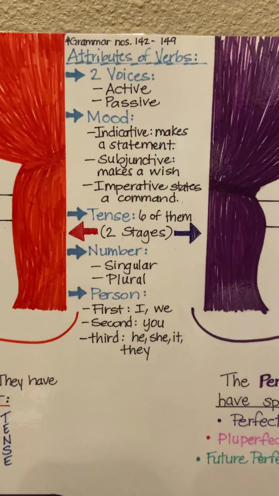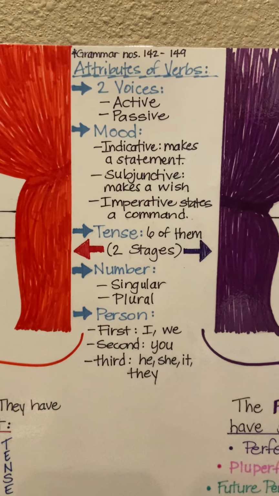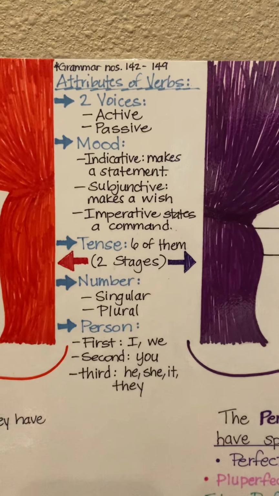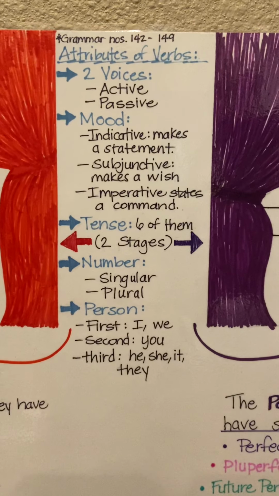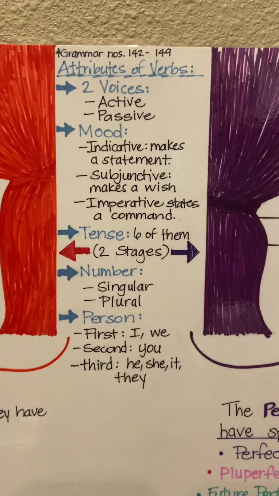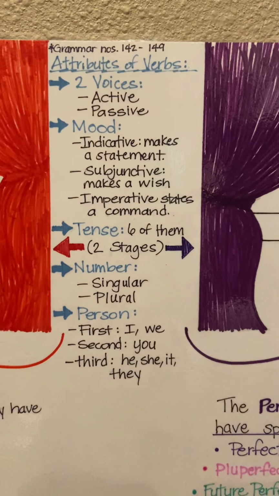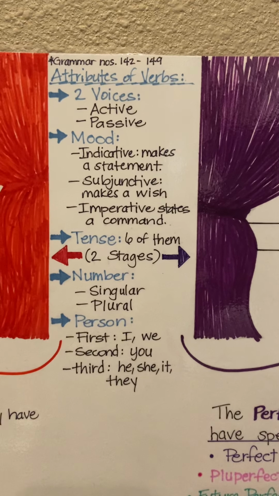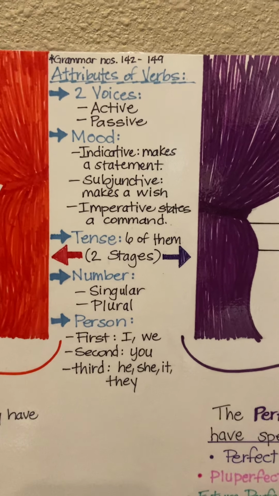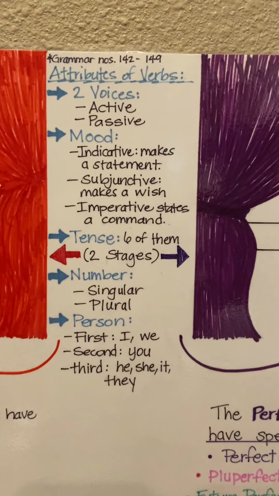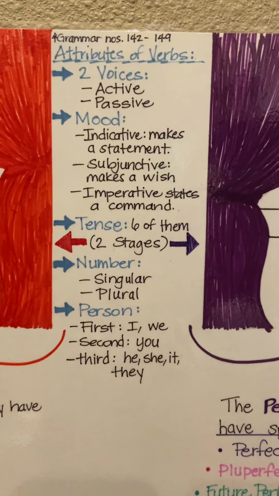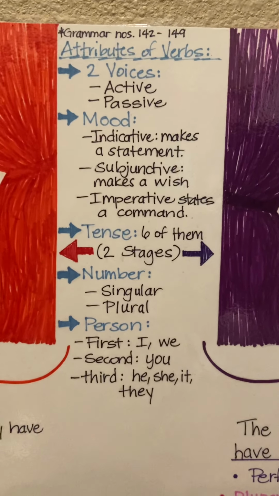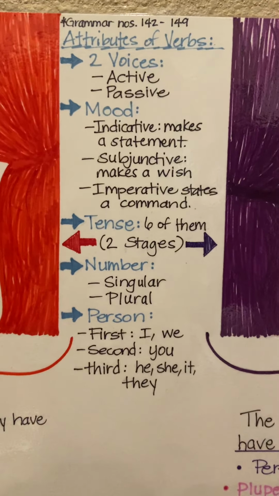So we're just going to look really quickly at the attributes of verbs, and you'll see the grammar numbers are listed right above there, 142 to 149, which walk you through the various attributes of verbs. So we know that in English, we have two voices, active and passive, and the same goes for Latin. We have mood: an indicative mood makes a statement, a subjunctive mood makes a wish, and an imperative mood makes a command. And again, it's the same in Latin. We have the same moods. And then we also have tense. There are 6 tenses in Latin. In English, there are 12.